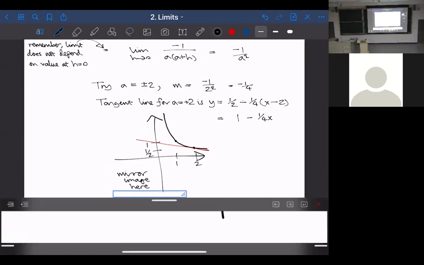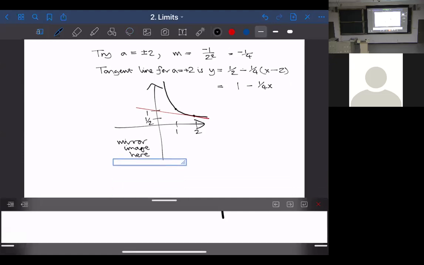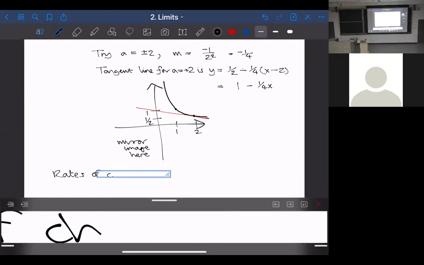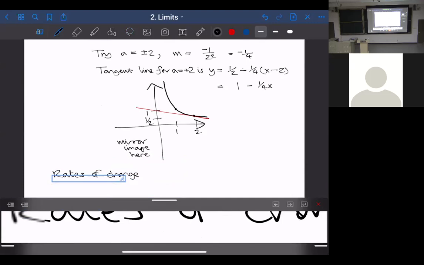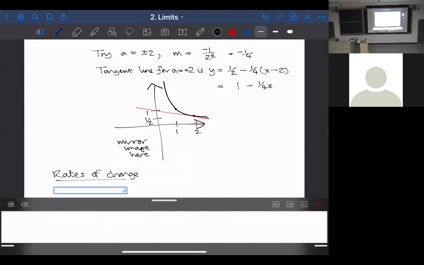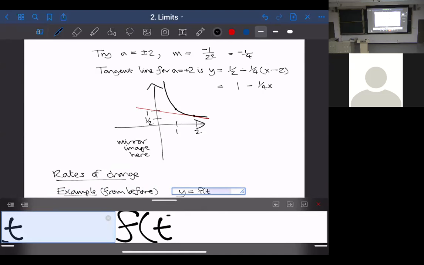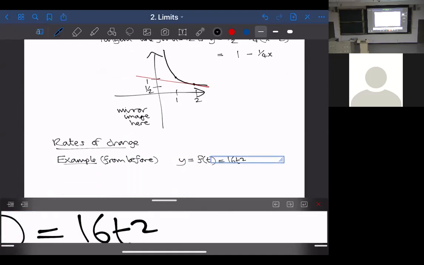So we can use limits to help us just understand graphs, and that provides a lot of good practice in the techniques. But in the real world, we want to use limits to understand rates of change. So, example from before, when I took y as a function of t, 16t squared.